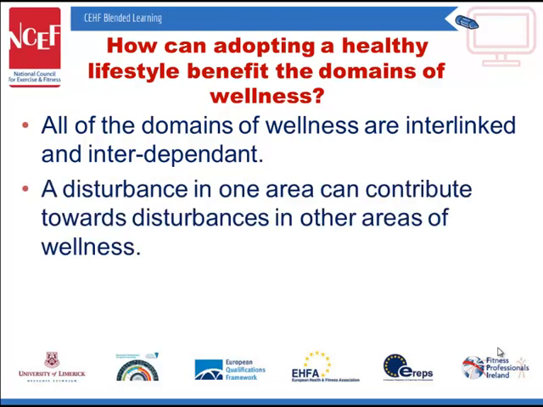So, for example, if there's a disturbance in one area, for example, in the physical area, a disturbance would be if you had poor eating habits. This in turn might lead to you becoming overweight, which over time might develop into obesity. And that then could cause a disturbance in, shall we say, the emotional domain, where it may affect your self-confidence or your own self-concept. And that in turn then may impact on the social domain. Because of lacking in confidence, you may find it difficult then to interact with other people in a social setting.